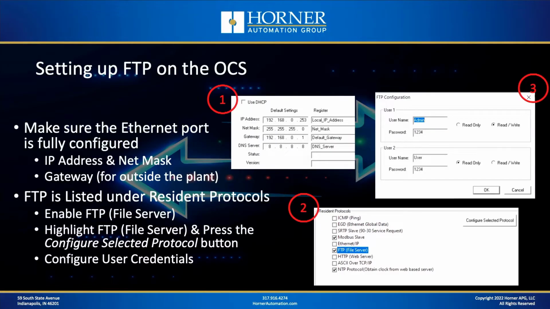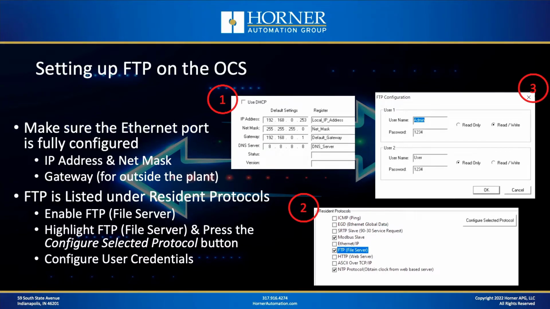So how do we set up FTP on the OCS? It could not be simpler. First of all, we have to make sure our Ethernet port is fully configured. For most applications, that means at least the IP address and the net mask. If you're going to be doing FTP remotely, then you're also going to have a gateway involved as well.